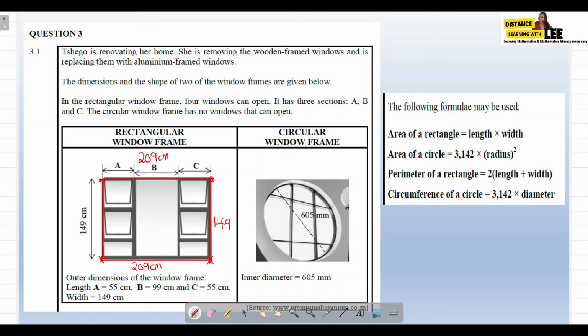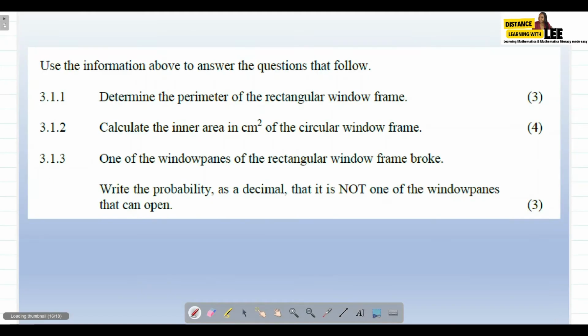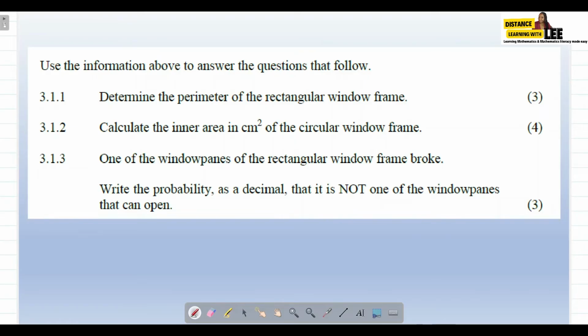When we're calculating the area of the circular window frame, we see that to calculate this area, we were given the dimensions for the inner diameter. In question 3.1.2, we are told that the inner diameter is equal to 605 millimeters. But we are told that we need to calculate the inner area, in centimeters squared.